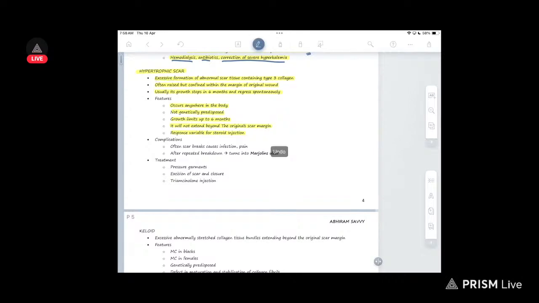Excessive formation of abnormal scar tissue. Type 3 collagen is seen, often raised, confined within the margin of original wound. Growth stops in 6 months and regresses spontaneously. Occurs anywhere in the body, not genetically predisposed. Growth limits up to 6 months, will not extend beyond.